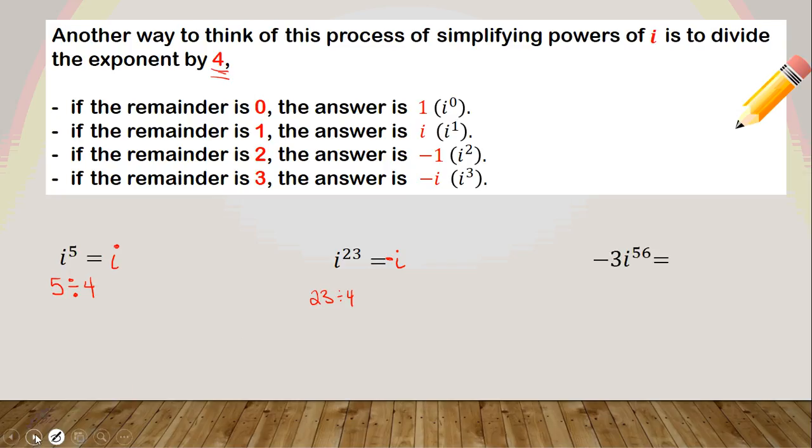Okay? What about this one right here? Notice that negative 3 in front? Don't worry about that. That's a coefficient. What we're trying to simplify is this piece. The only part that has the power is 56. So what would we get if we divide 56 by 4? Can you think of that? Find out what we would get there, and then see if you can simplify that one, and we'll talk about that one in your notes, okay?